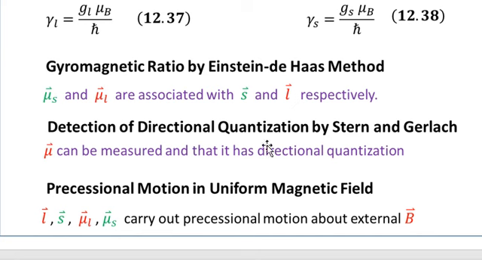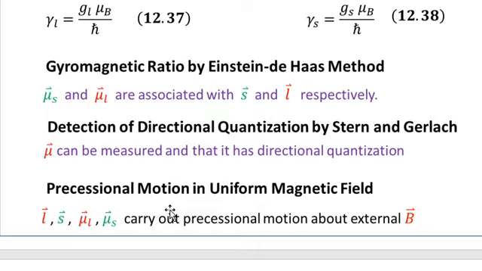Then the detection of the directional quantization was presented by the Stern and Gerlach experiment, in which it was established that mu, the magnetic moment of the electron, could be the vectorial sum of mu s and mu l. This mu can be measured, and it has a directional quantization. So in this Stern-Gerlach experiment, it was established that there is a quantity which we know as the magnetic moment of the atom or the electron. This quantity does exist, and it has a directional quantization under the application of the applied magnetic field.